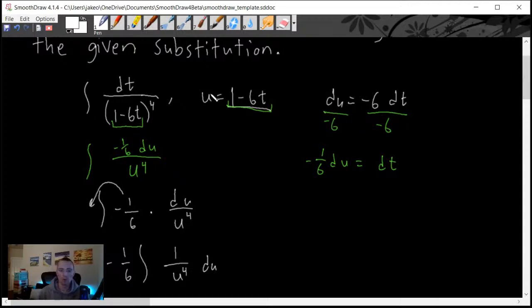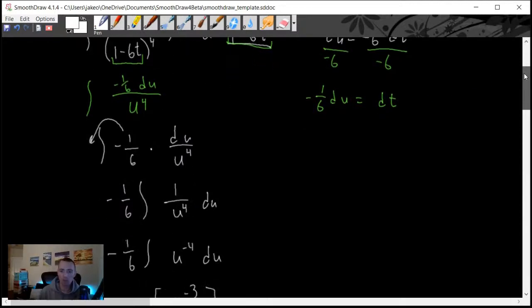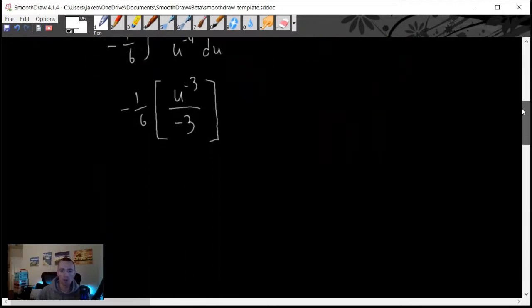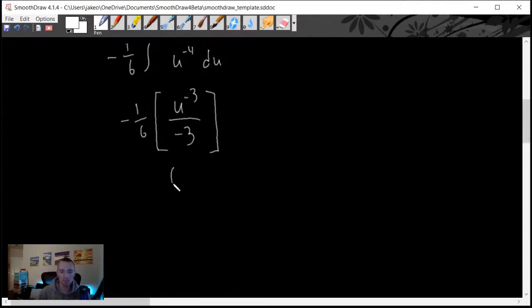So what we want to do now is make this kind of reverse substitution where we're replacing u with 1 minus 6t instead of the other way that we did before. So u is going to be (1 minus 6t) to the negative third power over negative 3, and then times -1/6. Then really at this point, we just need to simplify.